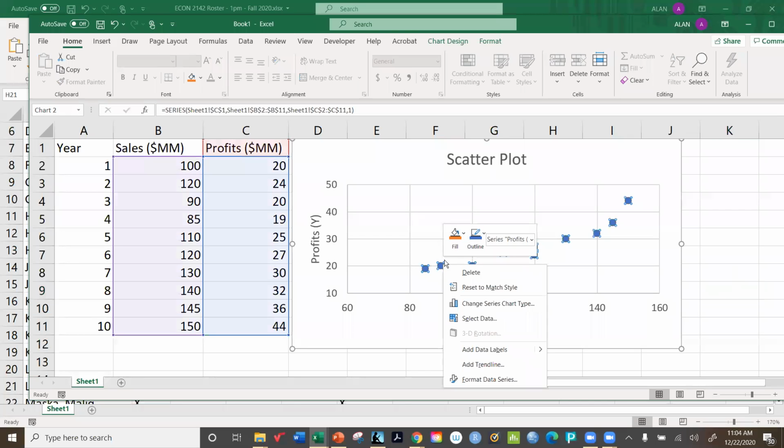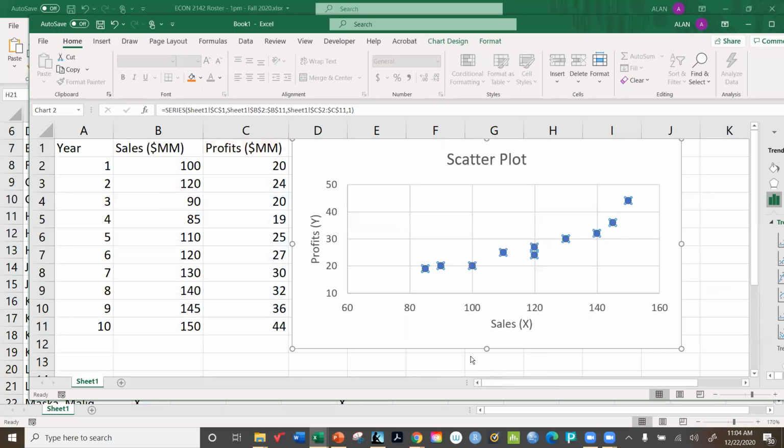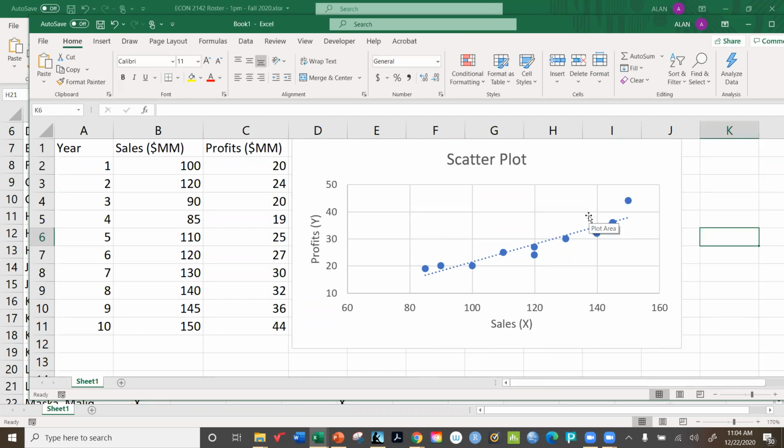And in fact, you can add what's called a trend line here. As you can see, the slope of this line is positive. And that tells me that the two variables tend to rise together. And this is what I'm looking for. I want to find out if they tend to rise or fall together. And then the next step is to find out how strong this relationship is.